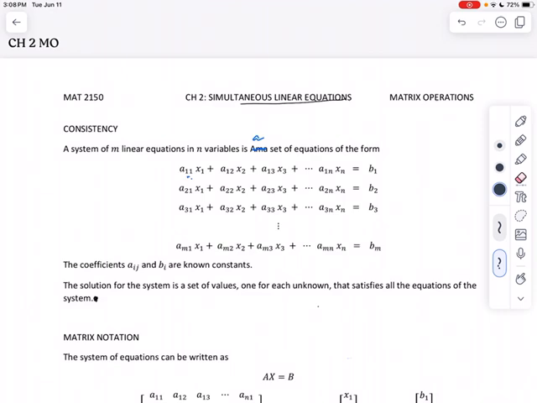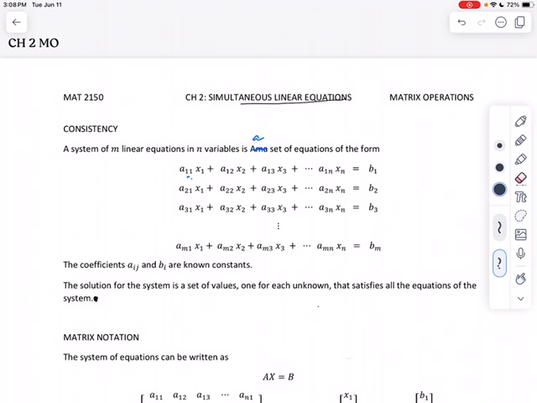So, simultaneous linear equations. Here we are going to see how we can use matrices to solve a system of equations. A system of m linear equations in n variables is a set of equations of the form given below. Here x1, x2 up to xn are the unknowns or the variables. So we have n variables, and the aij's and bi are known quantities.